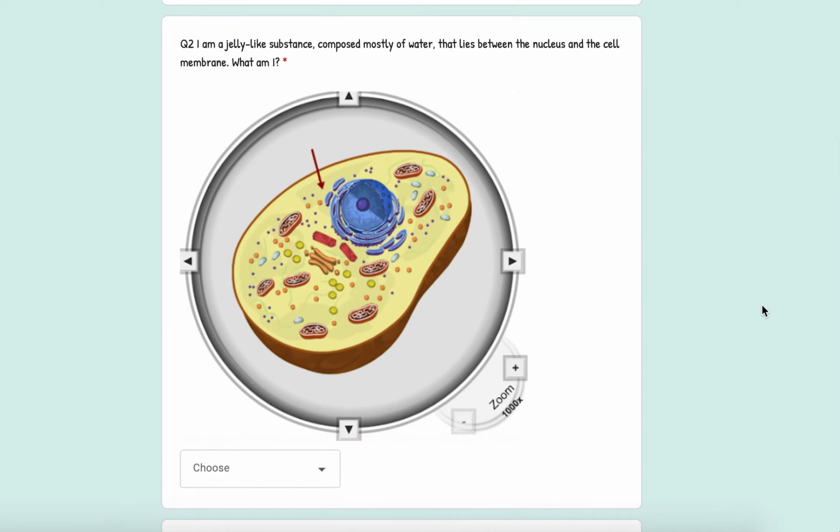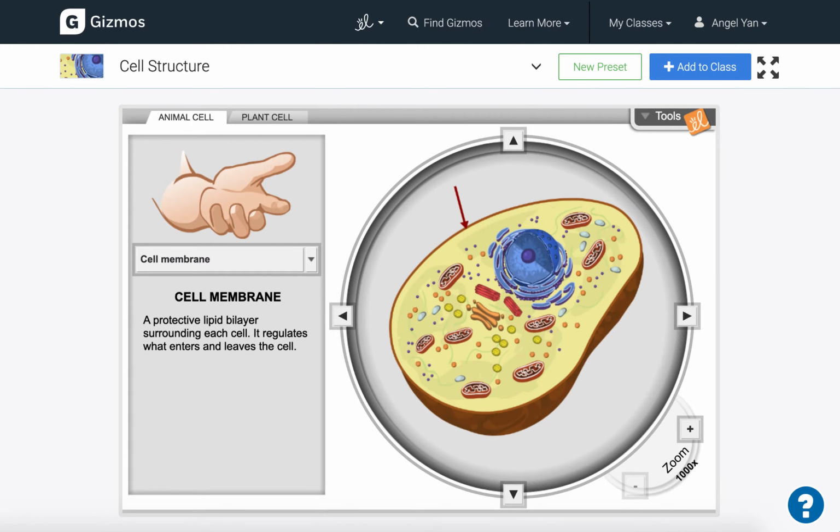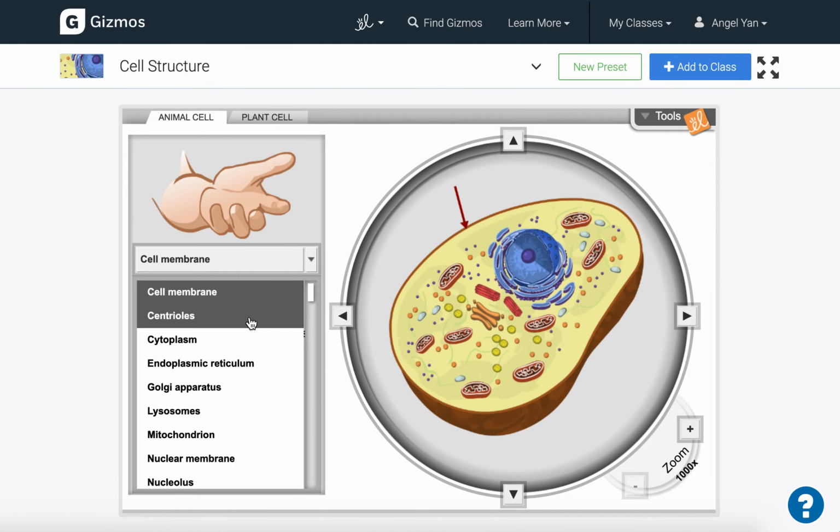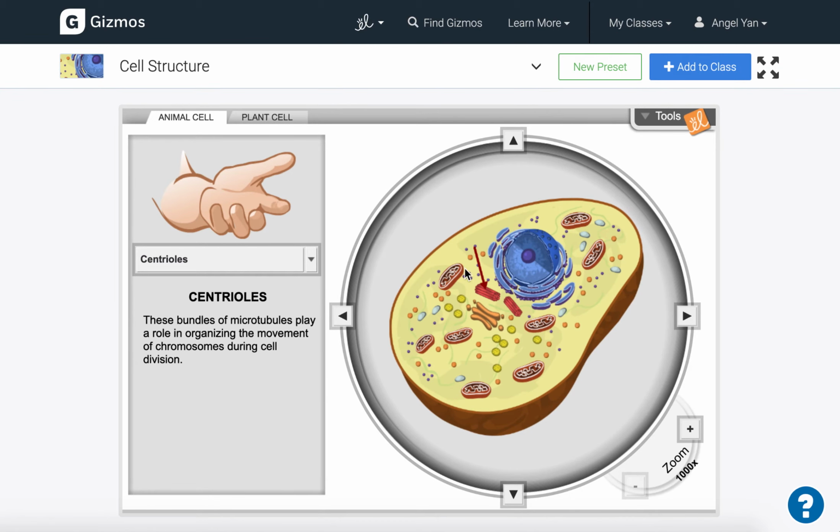Let's do one more together. Question 2. I am a jelly-like substance composed mostly of water that lies between the nucleus and the cell membrane. What am I? So again, these two hints. You can use the picture as a hint or you can use the description as a hint. And you can take a look at the different organelles.